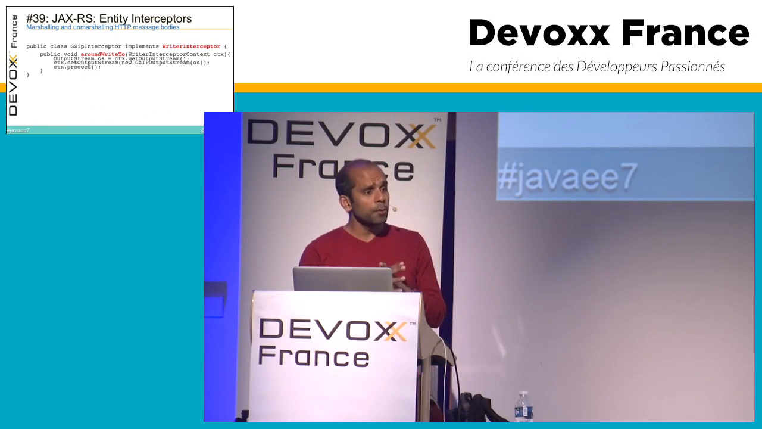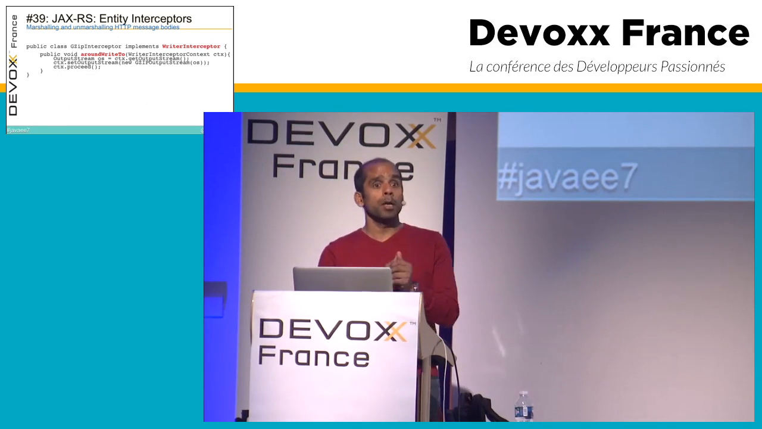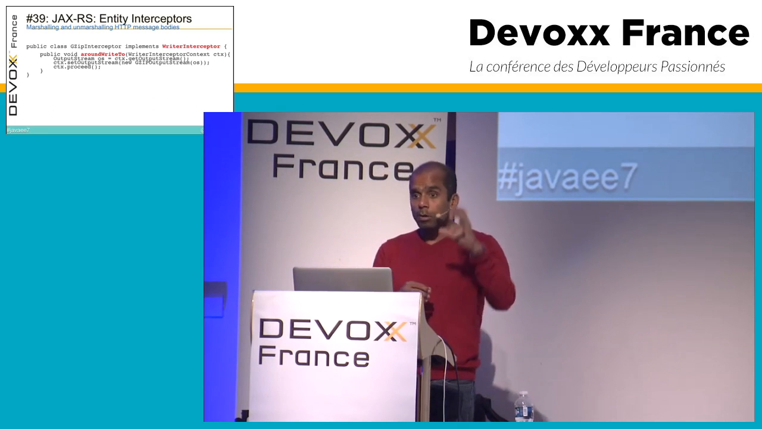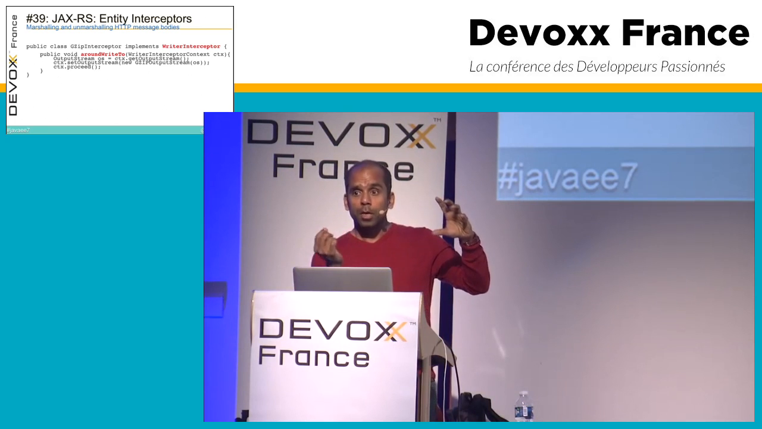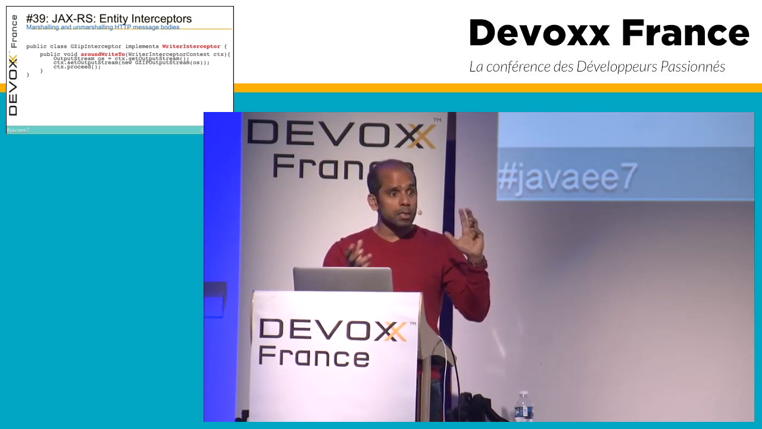A typical use case for entity interceptors is you want to gzip the body, for example, or ungzip it. So you could look at the filters, HTTP headers, and then based upon that make a decision whether you want an interceptor or not. And that decision could be made dynamically.